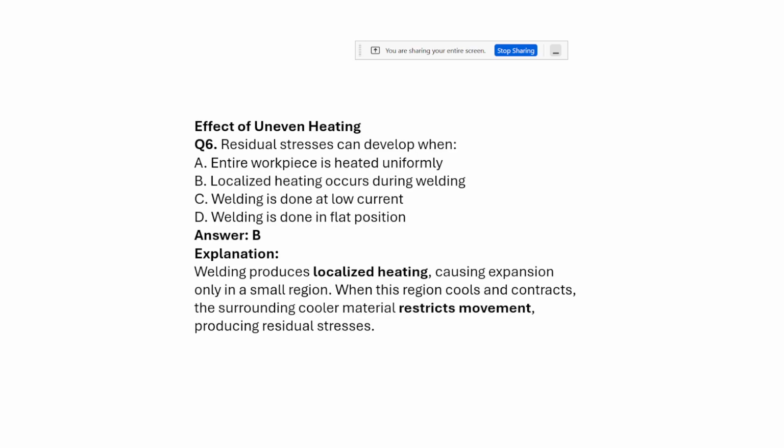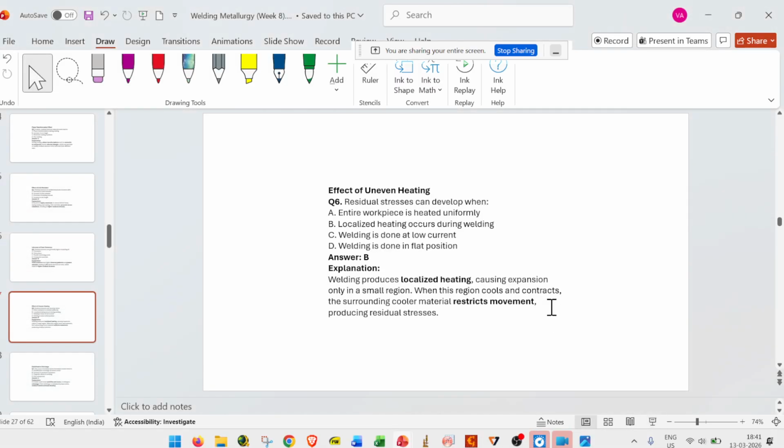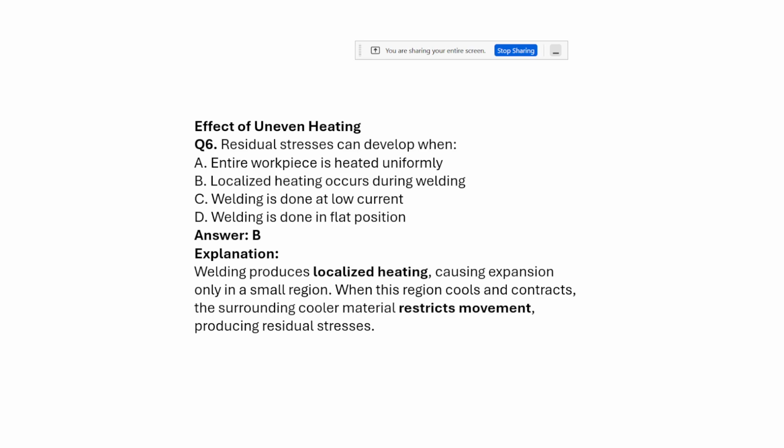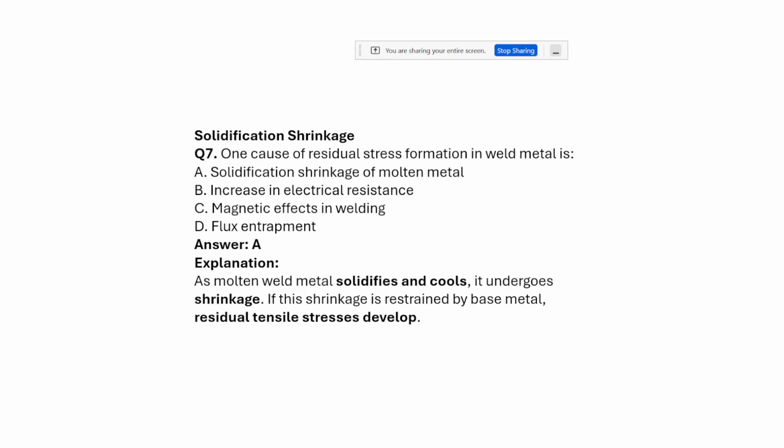The residual stresses can develop when the entire workpiece is heated uniformly, or when localized heating occurs during welding done at the lower current, or welding done in the flat position. The answer will be, just as previously we discussed, the localized heating. Welding produces localized heating that causes expansion in a small region. When this region cools, it contracts, and the surrounding cooler material restricts the movement, producing the residual stresses.